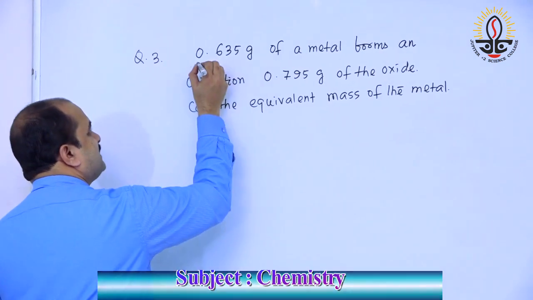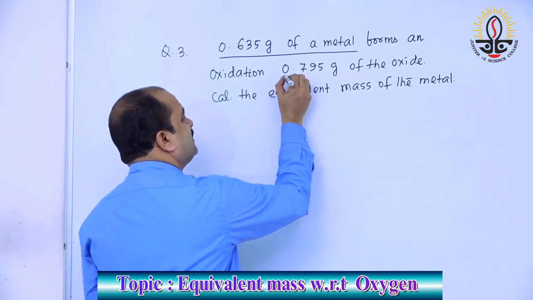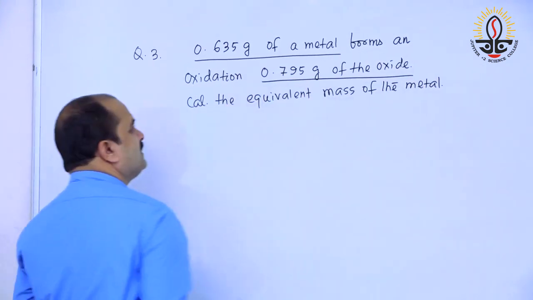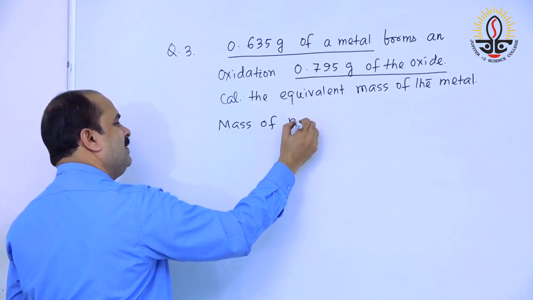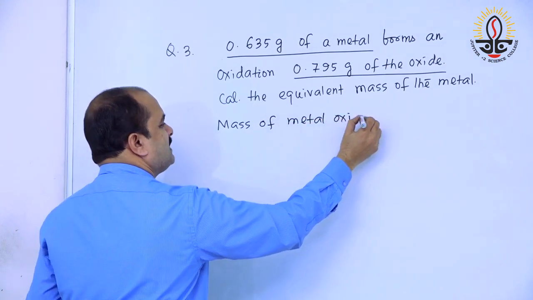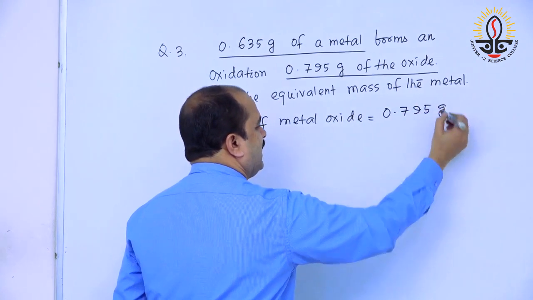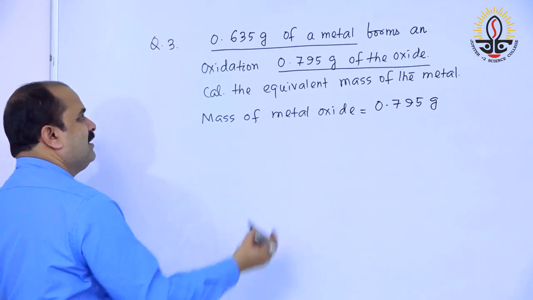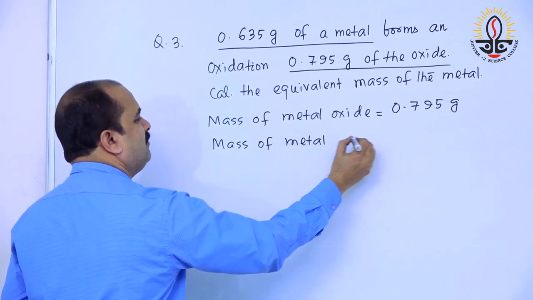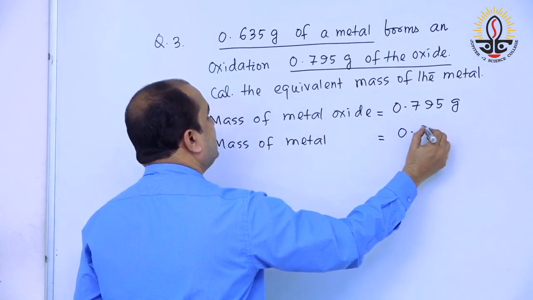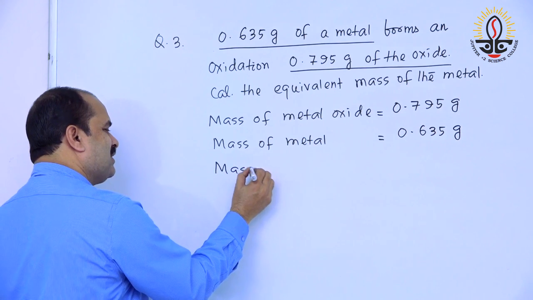Here the mass of the metal is given, and the mass of the metal oxide is given. So metal oxide is 0.795 gram. We can calculate like this: mass of metal oxide is equal to 0.795 gram, and also mass of metal is given. Mass of metal is equal to 0.635 gram, and we can find out mass of oxygen.